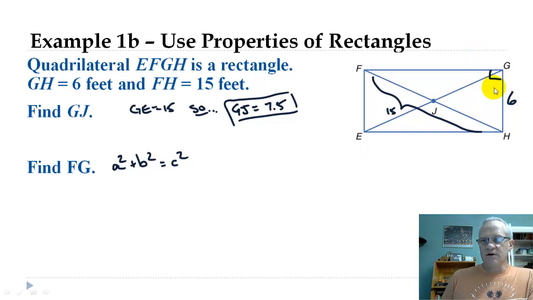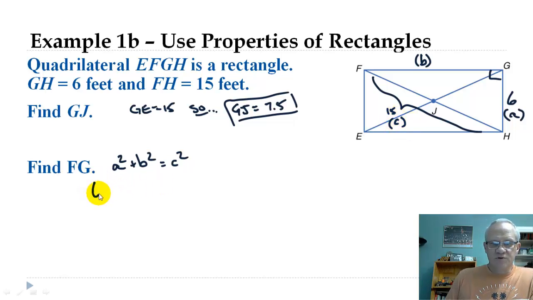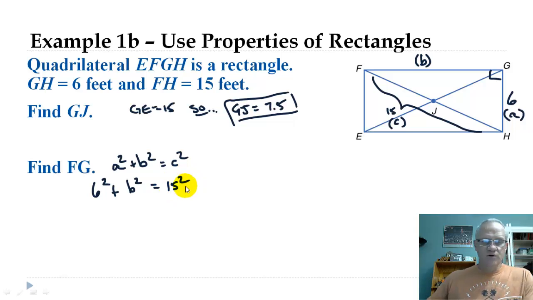So let's call 6 the A. It doesn't matter which one's A and which one's B. Let's call that one A and call this one B and call this one C. Okay? So let's plug it in. A squared, which would be what? 6 squared plus B squared equals 15 squared. All right, let's work all that stuff out now.